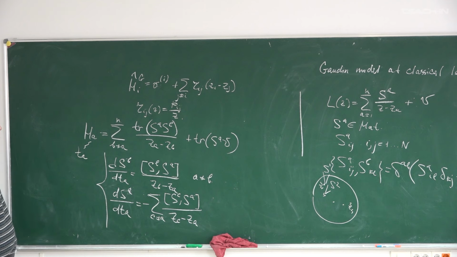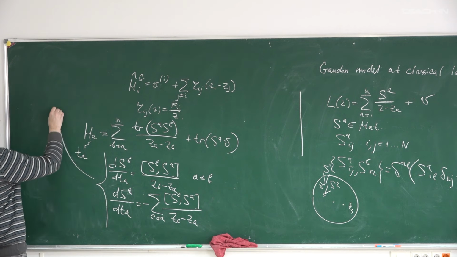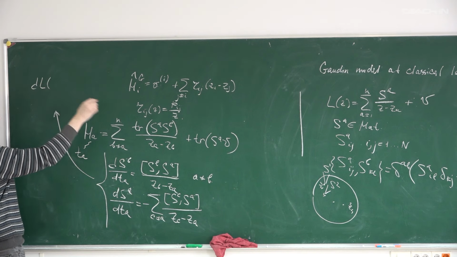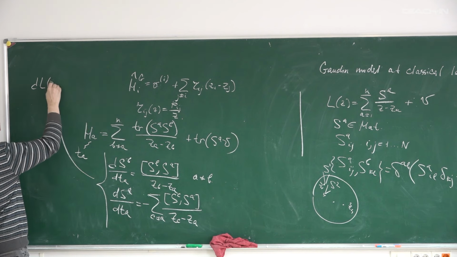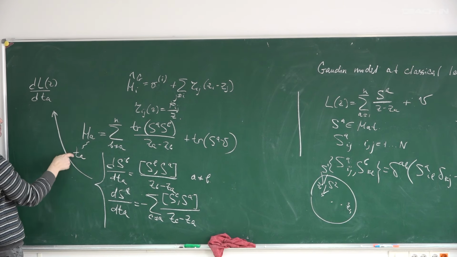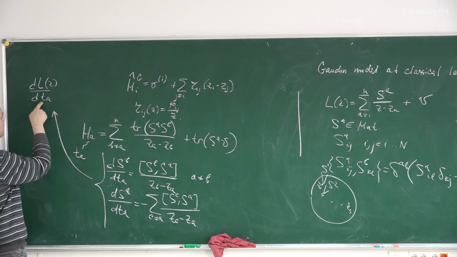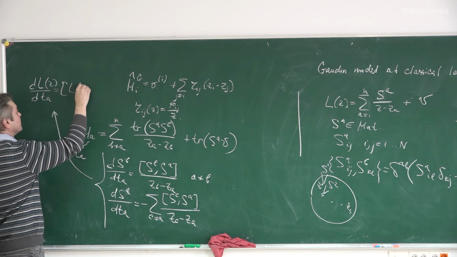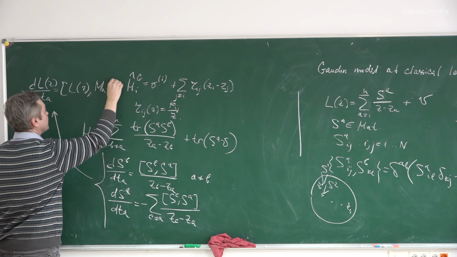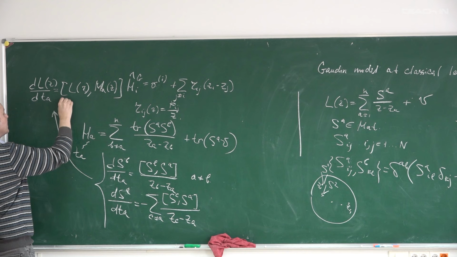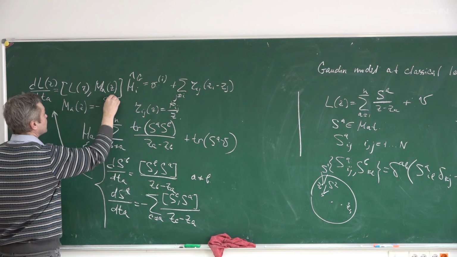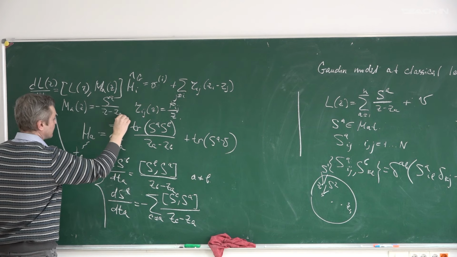And these equations of motion are represented in the Lax form as follows. We have that L of z, and its dynamics with respect to this Hamiltonian H_a, is given by a commutator, and here we put some matrix M_a of z, where M_a is in fact quite simple. It's plus minus, maybe minus S_a divided by z minus z_a.